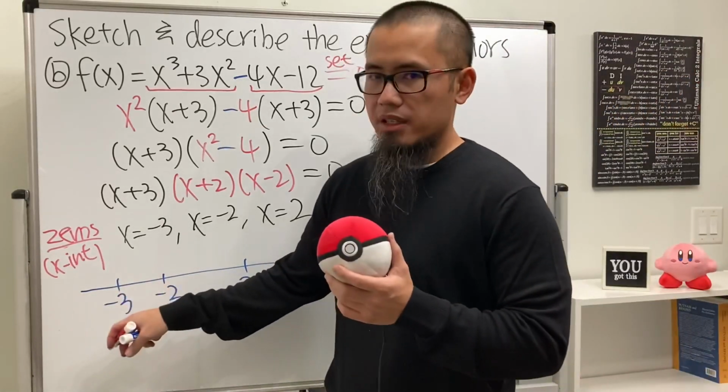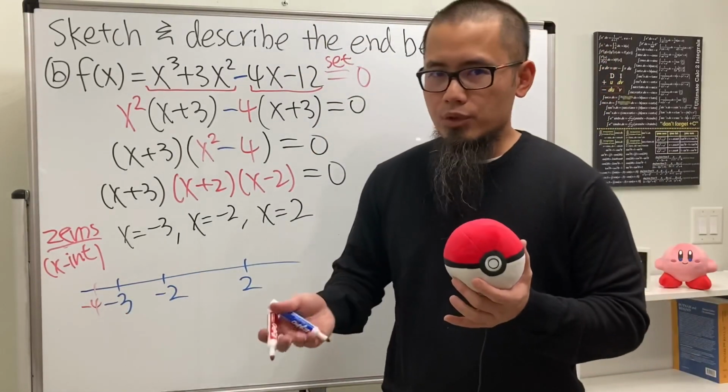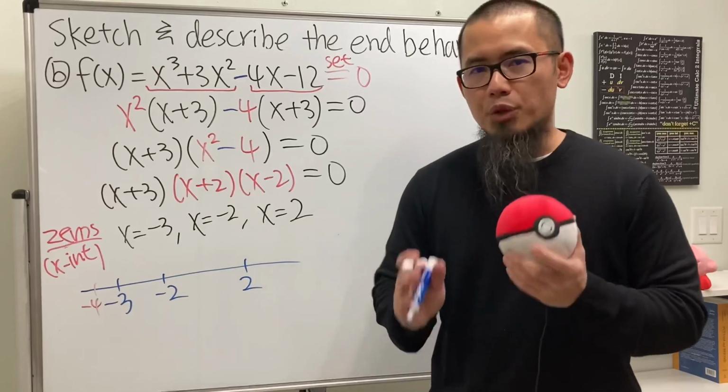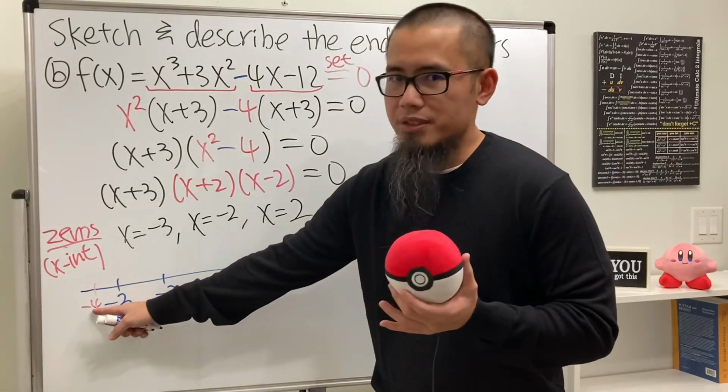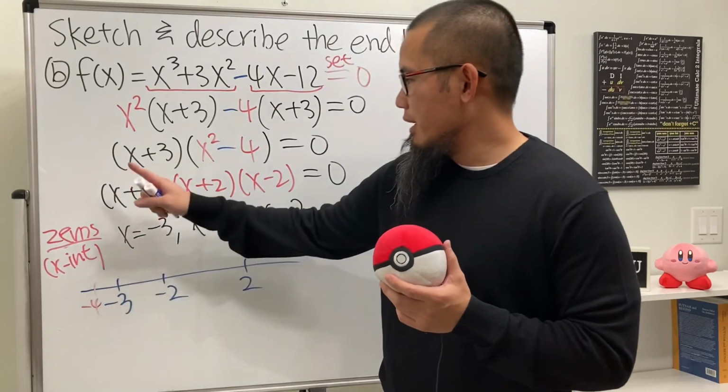Pick a number less than negative 3, so let's say negative 4. And you really don't have to work out too many things. I think this is the minimum that you have to do. If you do all the things in your head, then that's much easier, of course. But anyway, put negative 4 in here.